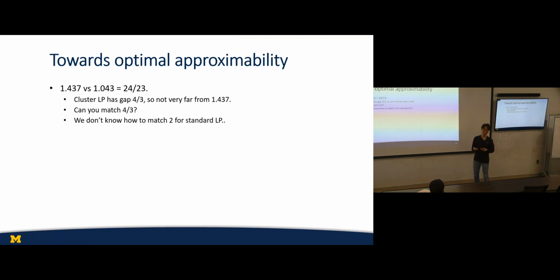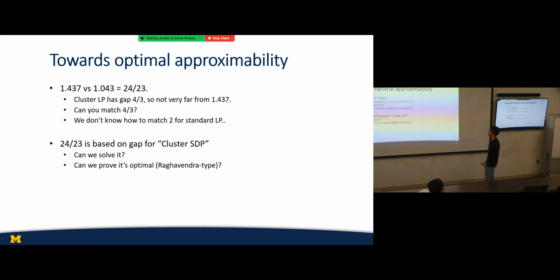But then of course, can you match this? It's an interesting question. Even for the standard LP, even though it's not giving you the best approximation, the best upper bound is 2.06, and the best lower bound is 2. So we don't know how to match. I think perhaps we need more algorithmic ideas to round this LP, probably beyond these triangles.